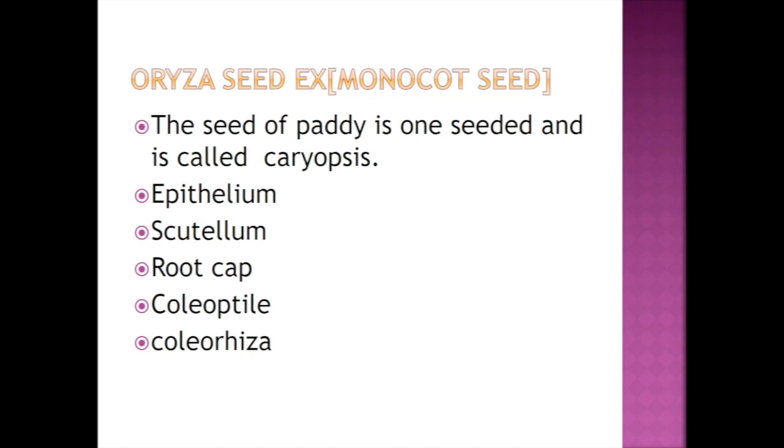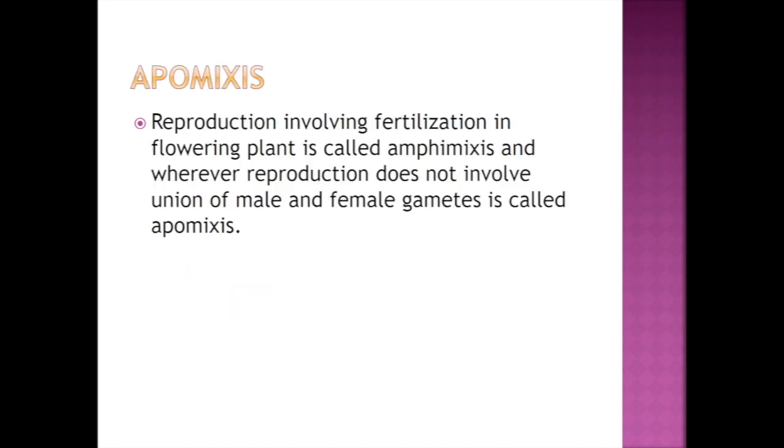Next one. So, apomixis. Reproduction involving fertilization in flowering plants is called amphimixis. And wherever reproduction does not involve union of male and female gametes is called apomixis. So, the difference between amphimixis and apomixis. Apomixis does not involve union of male and female gametes. This is an asexual method.